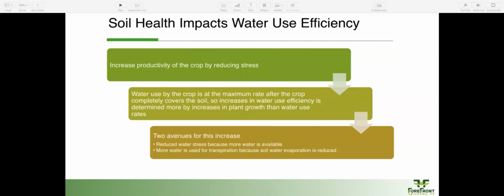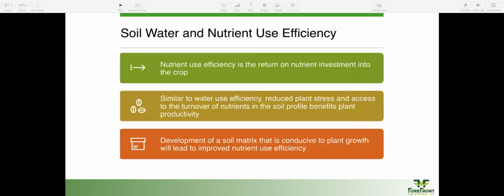So, really two ways of looking at this: reducing the amount of water stress because there's more water available, and also more water is used for transpiration because that soil evaporation has been reduced. And anything that we can do to keep that water moving through the plant, keep that plant cool, is going to put that into a nice, happy environment that's going to end up paying off in the end.